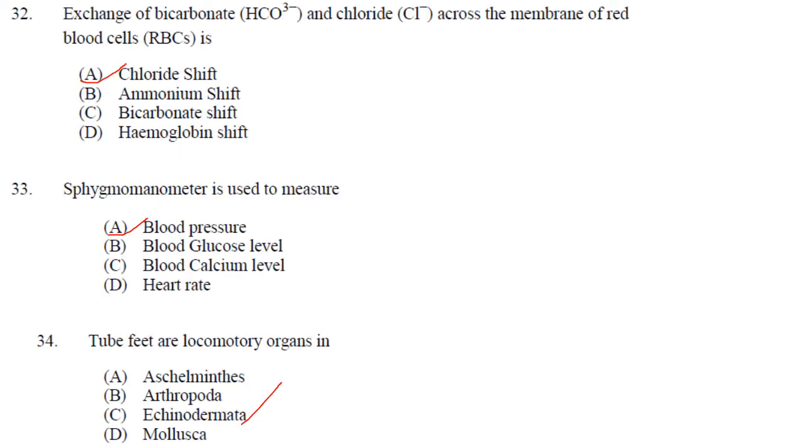Next one. Exchange of bicarbonate and the chloride across the membrane of red blood cells is. Now this process it is called as chloride shift. Answer is option A. Then sphygmomanometer is used to measure. It is used to measure blood pressure. Answer is option A.